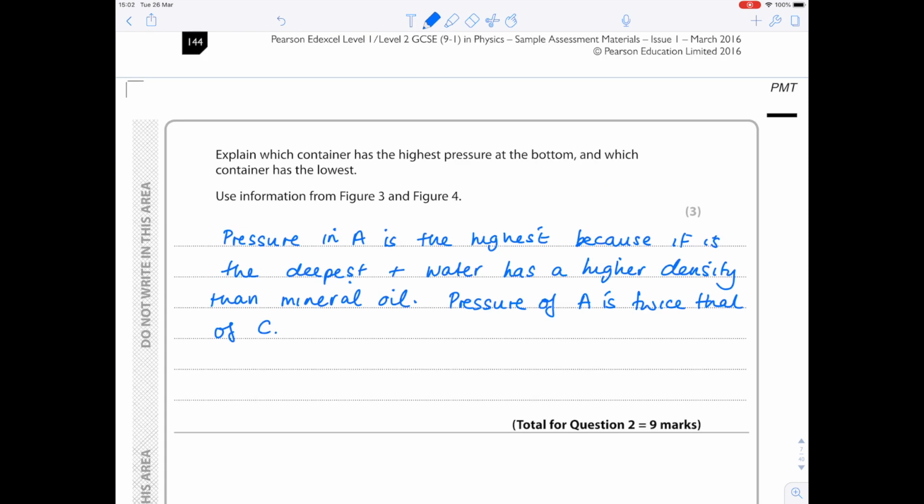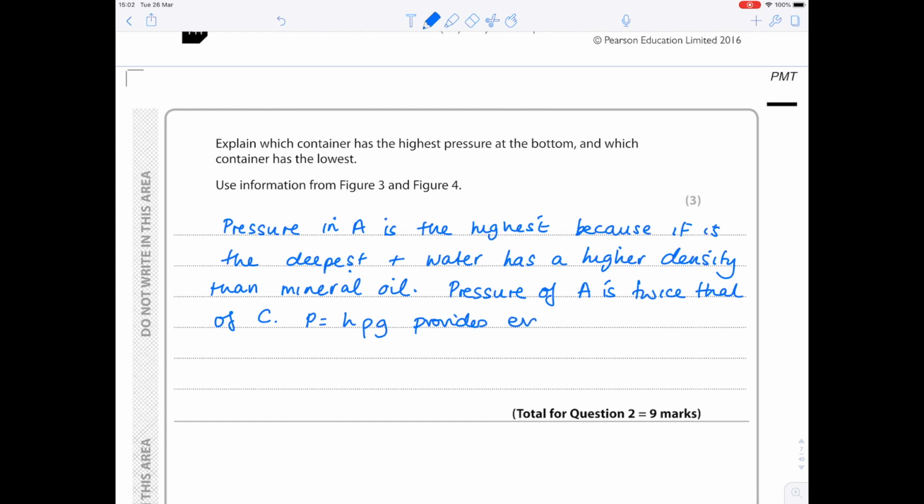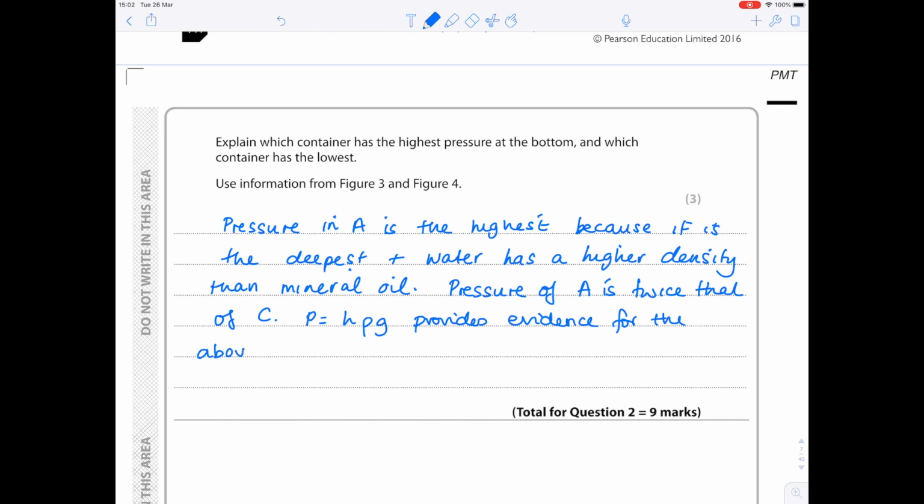And then lastly, let's state the equation, which is that pressure equals height times density times gravity provides evidence for the above. It's always good to state equations. When the depth of the liquid and its density increases, pressure increases.